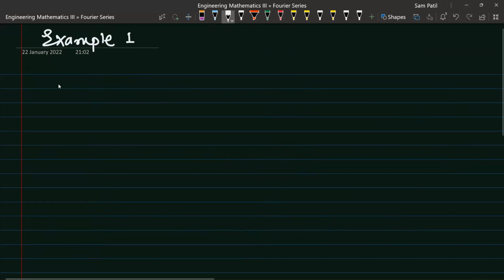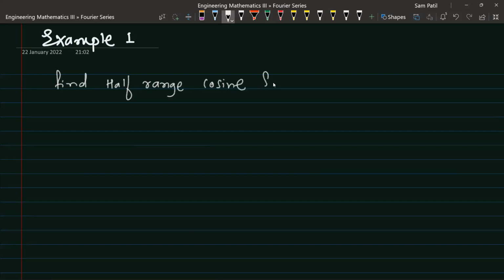It says: find the half range cosine series for f(x) equal to sine square x in the interval 0 to pi. One more thing: if they ask you to find the half range cosine series, there is no need to check whether the function is even or odd, whatever the interval given. Directly find the half range cosine series.